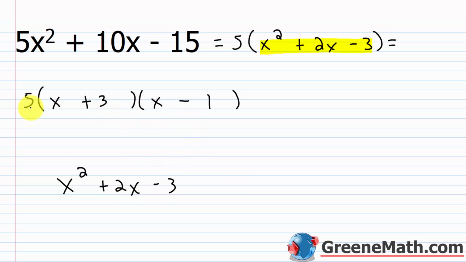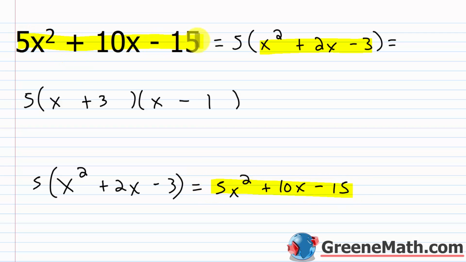Now we need to multiply this by 5 to get back to our original. 5 times x squared is 5x squared. 5 times 2x is plus 10x. And then 5 times negative 3 is minus 15. So this matches this exactly. 5x squared plus 10x minus 15.